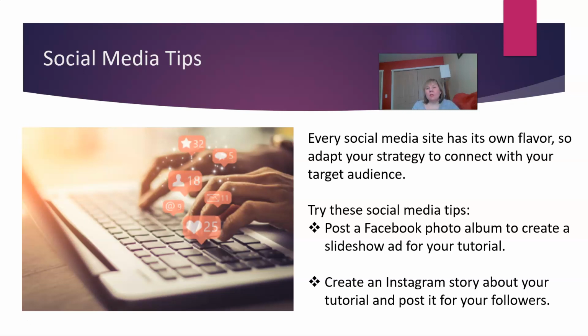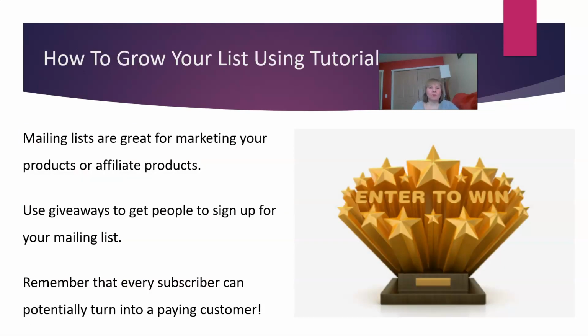When you're thinking about using social media, for example Pinterest, people are looking for visual content, so you want to adapt your strategy to what you're doing on there. For example, on Facebook, you might put together a photo album and create a slideshow ad. For Instagram, because they have stories that are like brief videos that go away, in addition to having your normal posts on there, you could create an Instagram story about your tutorial, talking about or showing something, and then post it as well.